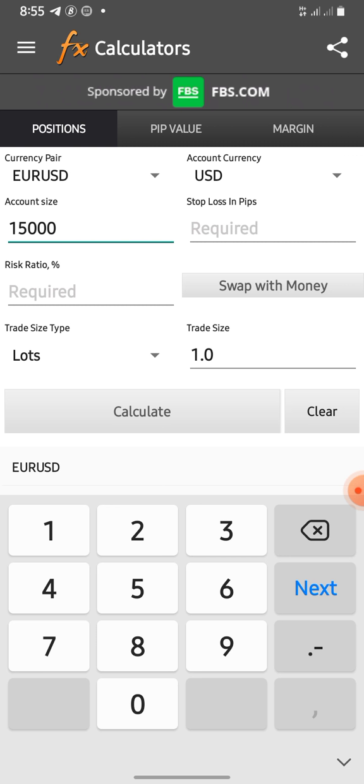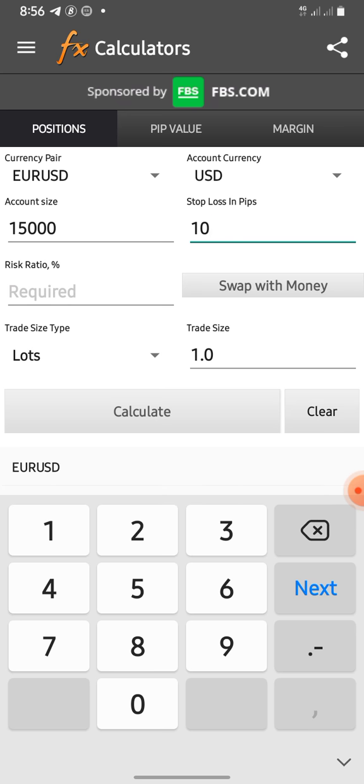So stop loss in pips, right? Stop loss in pips. So let's assume that the trade we're about to go in, we are having a 10 pip stop loss, right? A 10 pip stop loss. That's in pips, right? So let's go by putting that in.